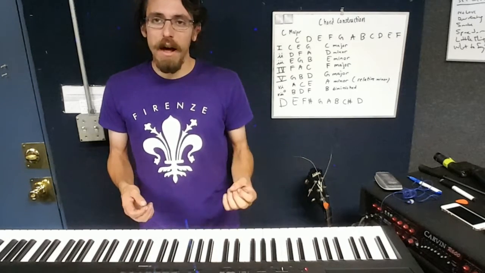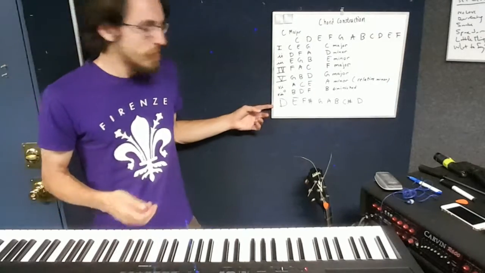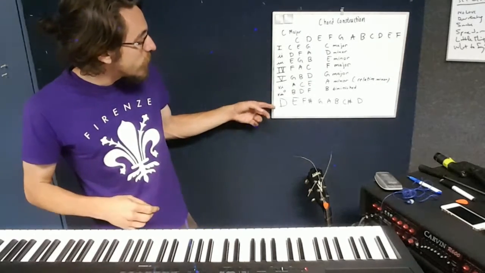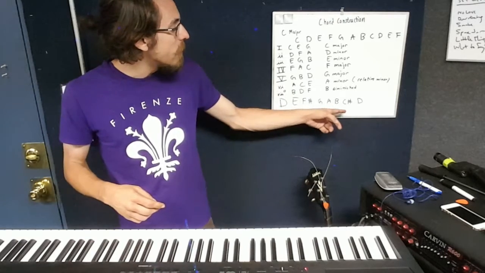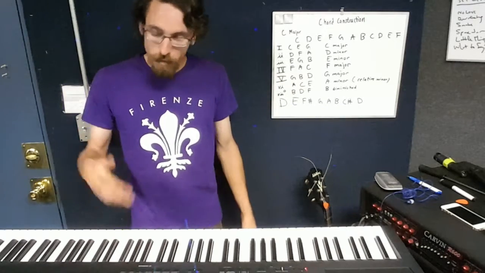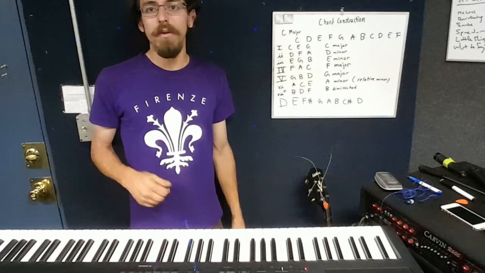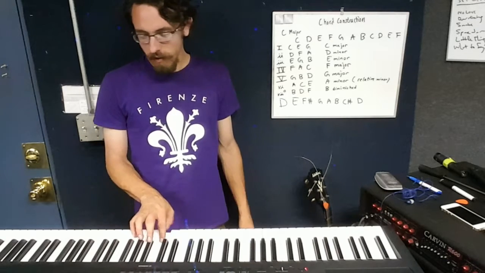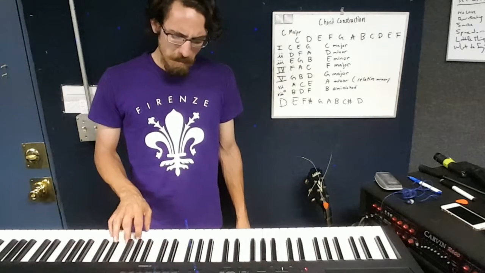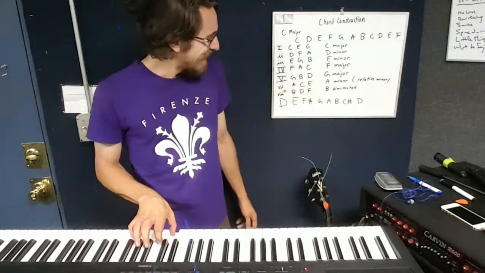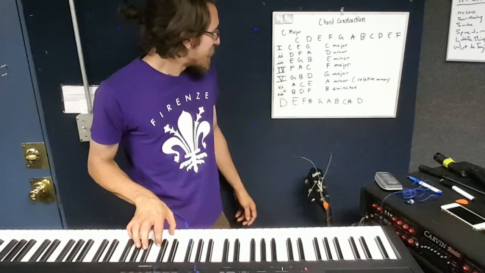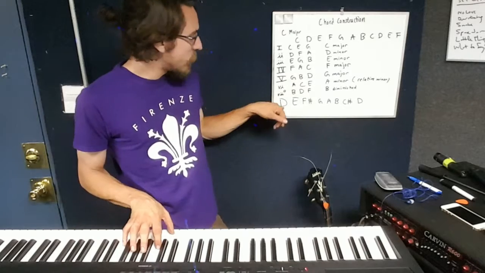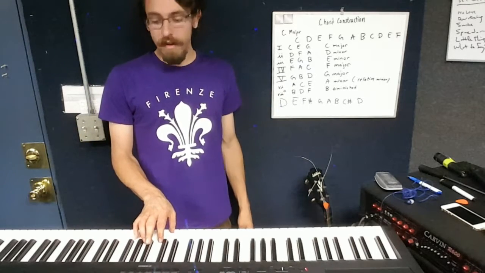Let's see how this applies to D major. D major has the notes D, E, F sharp, G, A, B, C sharp, D. Those are the 8. We repeated the root note at the octave. That sounds like... that was a pretty bad scale. But we'll start with D and see what we have in D major.